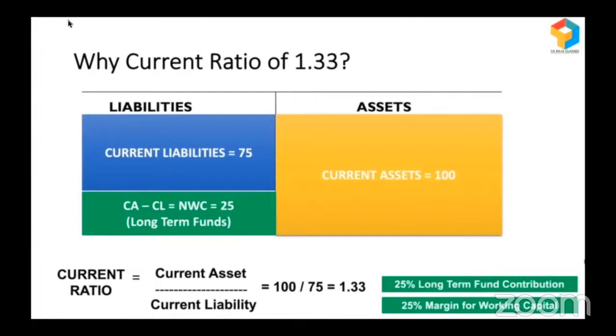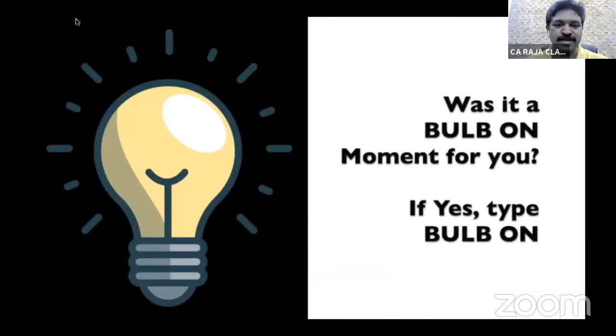It means there should be a 25% contribution of long-term funds for creating current assets, and that is checked through the current ratio. If the current ratio is 1.33, then there is 25% contribution. If it is greater than 1.33, then there is greater than 25% contribution, and if it is less than 1.33, then there is less than 25% contribution. And that's the reason most banks insist on a current ratio of 1.33. Yes, this is the logic behind the minimum current ratio of 1.33.